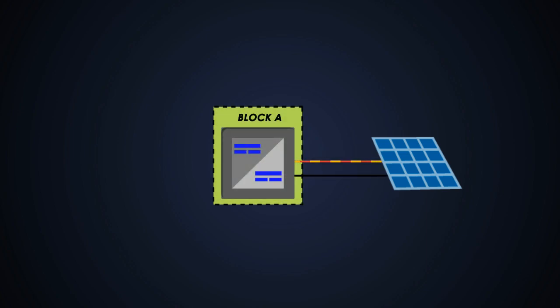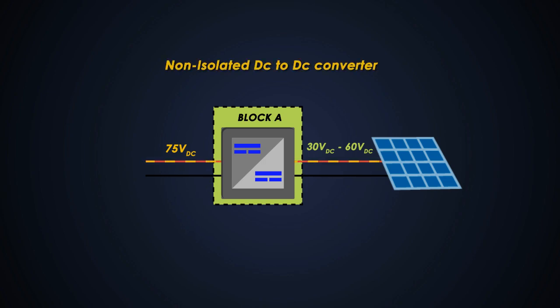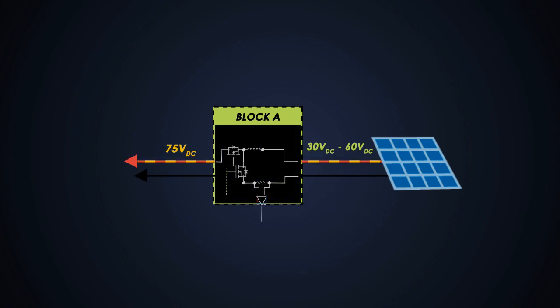The first block, which converts unregulated DC into regulated one, is a DC to DC converter block. As you can see, the input voltage might be around 30 volts to 60 volts DC, and we want to convert it into 75 volts DC. So a simple non-isolated DC to DC converter will be sufficient here. So we'll use synchronous boost converter for each solar panel.